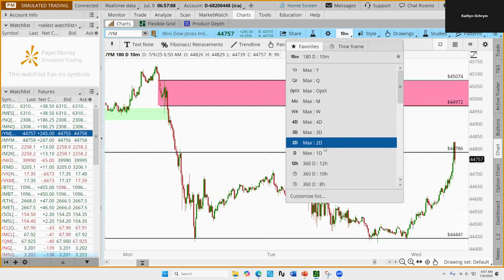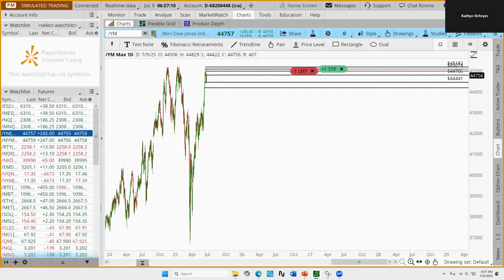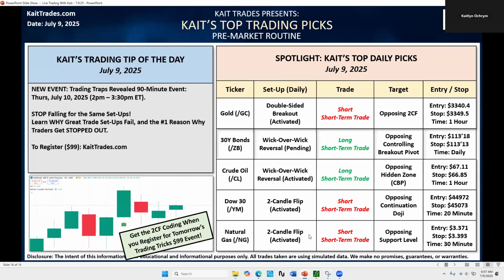All right, we've covered our prep screen trades. So just to recap, we've gone over gold, bonds, oil, Dow, and natural gas. Those are our spotlight trades. If you guys have any other ones that you want me to jump over to really quickly, let me know. Keep in mind that we're going to be going over a lot of this tomorrow in the Trading Traps event. So excited for that event.